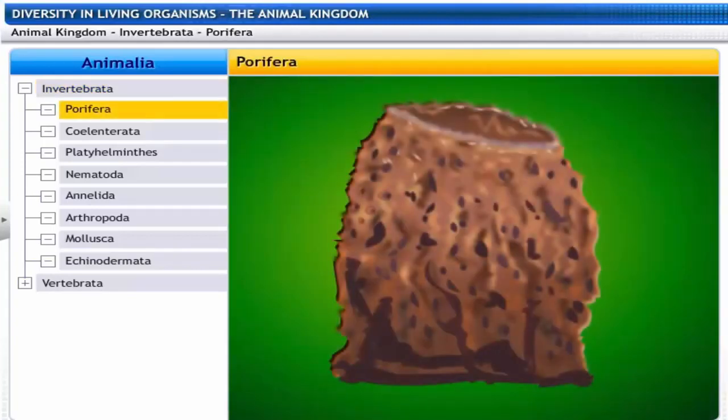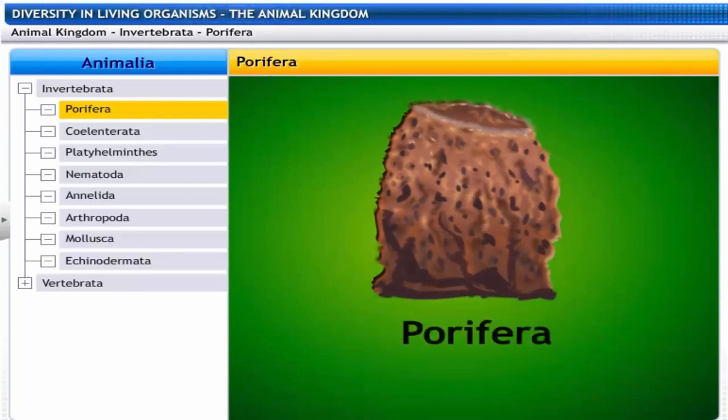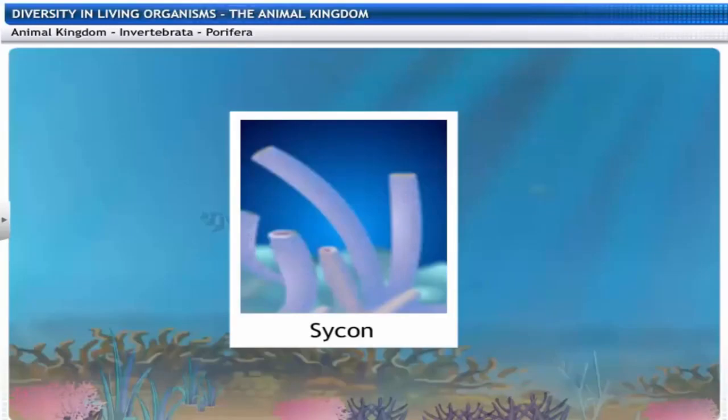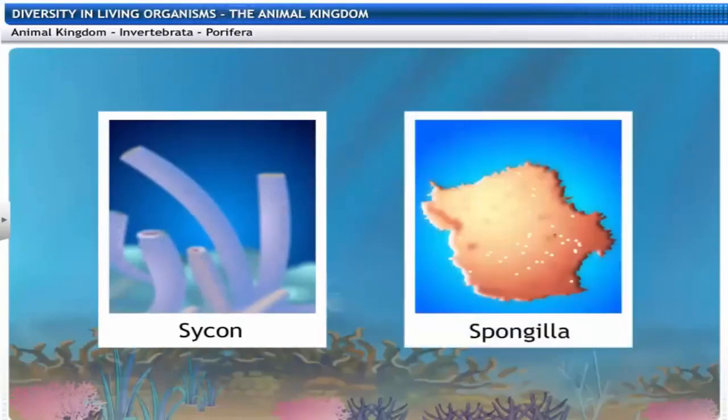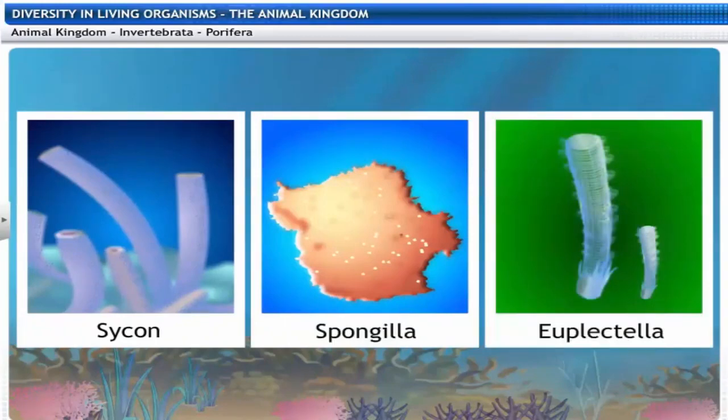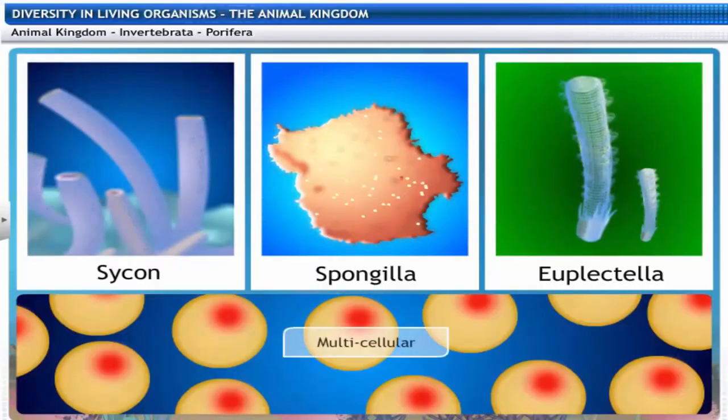Porifera get their name from two words, pori meaning holes and fera meaning bearing. The phylum Porifera includes Sycon, Spongilla, and Euplectella. They show a minimal level of tissue grade organization, though they are multicellular. They are commonly called sponges.